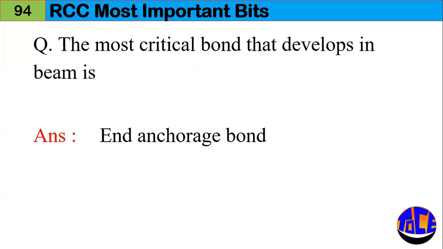Question number 94. The most critical bond that develops in a beam is end anchorage bond. End anchorage bond is the most critical bond that develops in the beam.